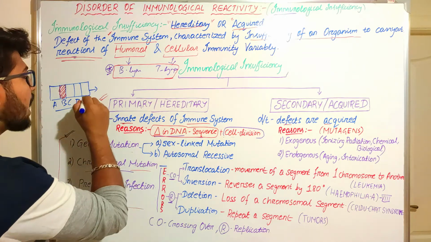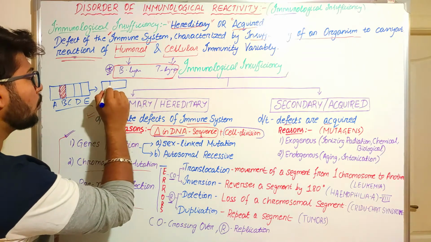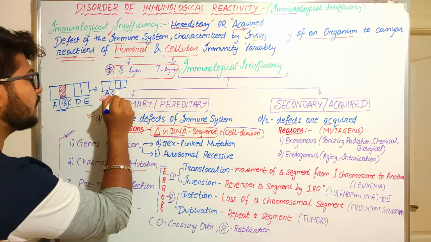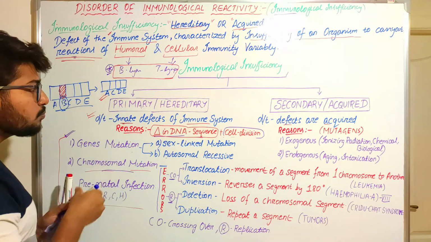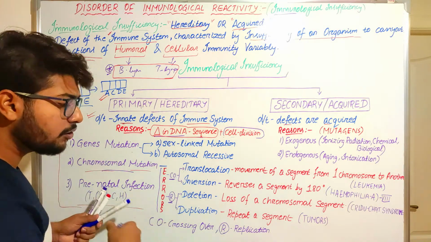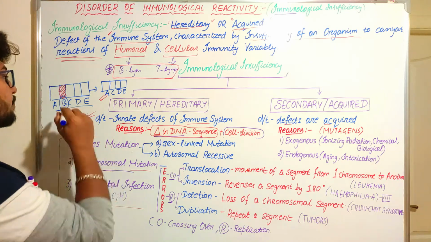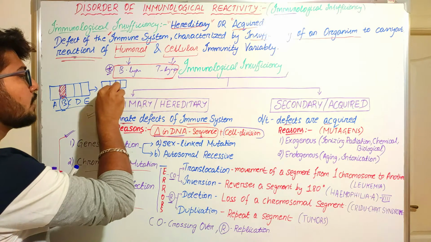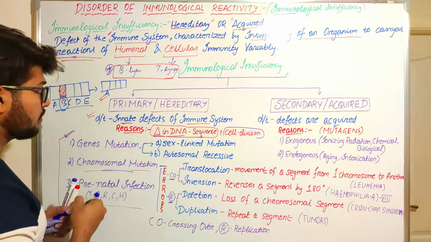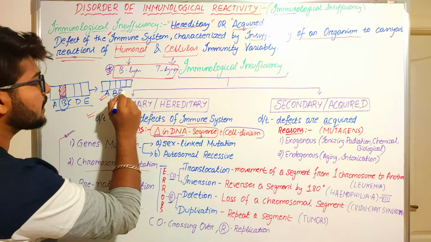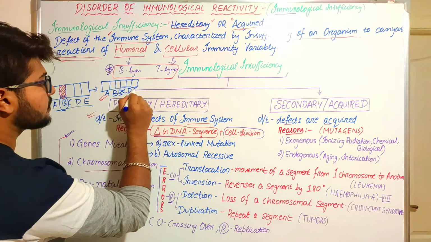What do you mean by this? After the process of replication, we will not find this B component, only A, C, D and E. So this process is known as deletion. Next, what happens if there will be duplications of this special gene B? Then the B segment will come twice.